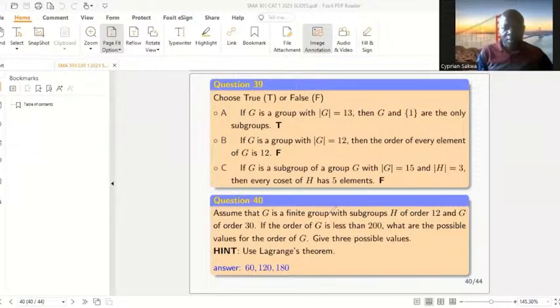Okay, let's look at this. This is another good question. Let me read the question. Assume that G is a finite group with the subgroups H of order 12 and K of order 30. So you have two subgroups, one of order 12, another of order 30. If the order of G is less than 200, what are the possible values for the order of G?